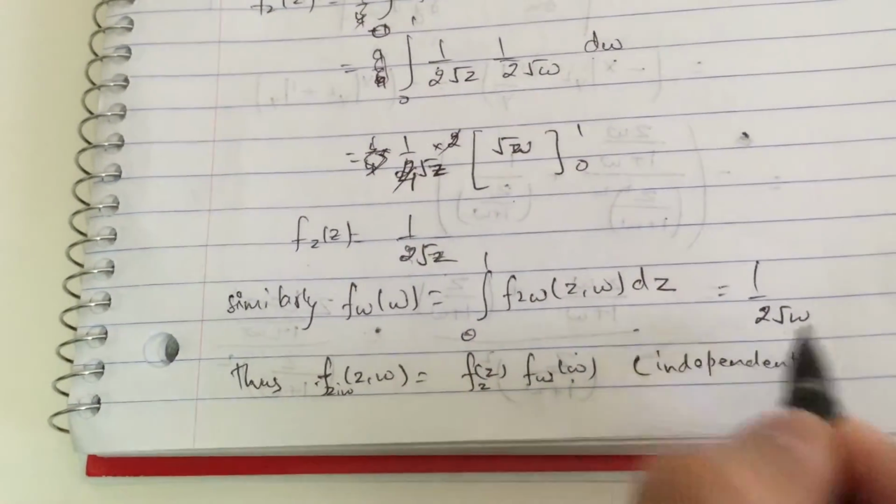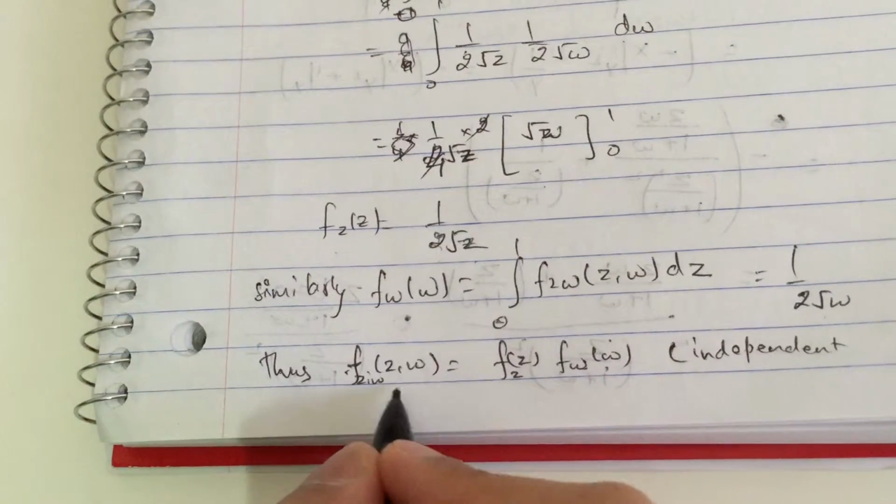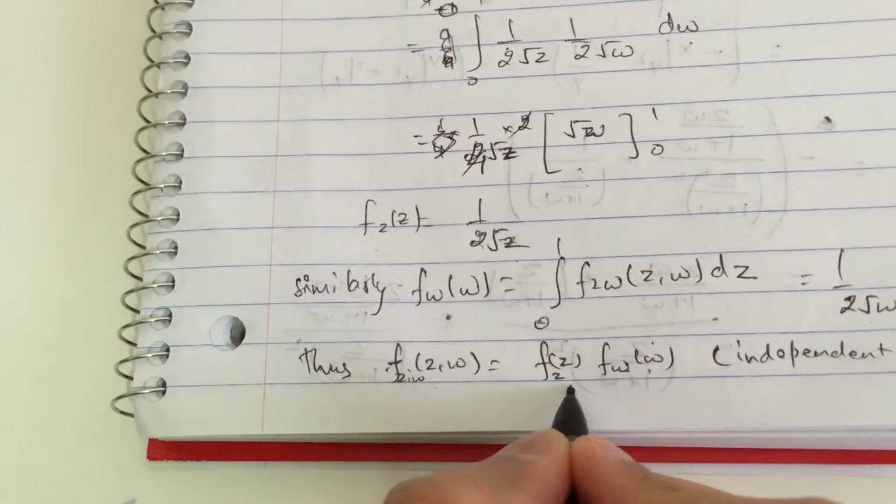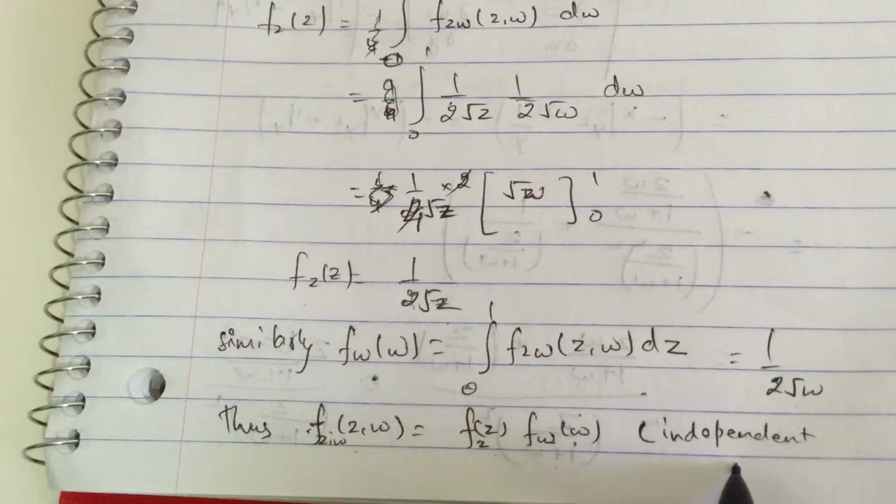Thus, we can clearly state that f of zw is equal to f of z into f of w. So hence they are independent.